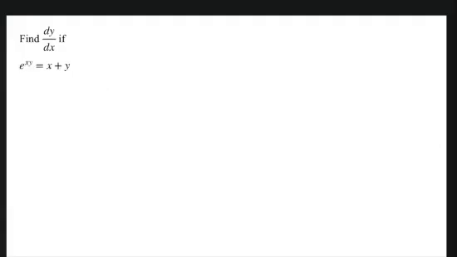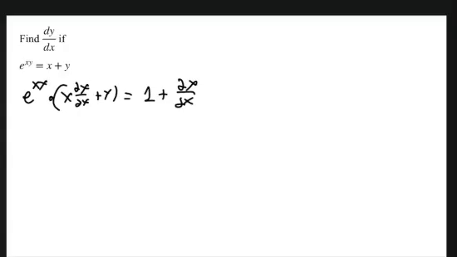So this next question is e to the power of xy equals x plus y. This is another chain rule problem. So we differentiate both sides. The derivative of e to the power of u is e to the power of u times the derivative of u. So we get e to the power of xy times the derivative of xy equals 1 plus dy/dx.